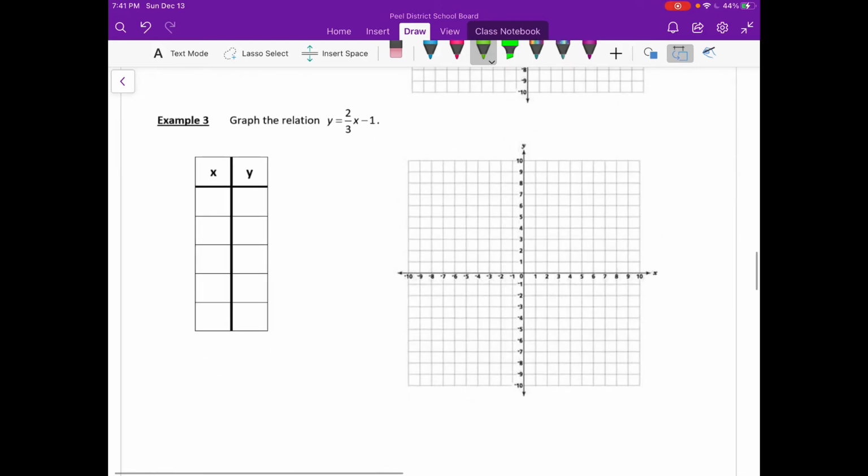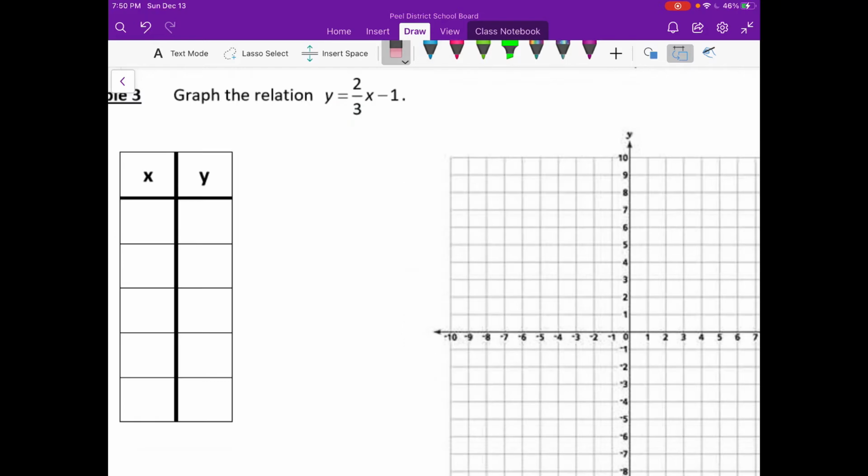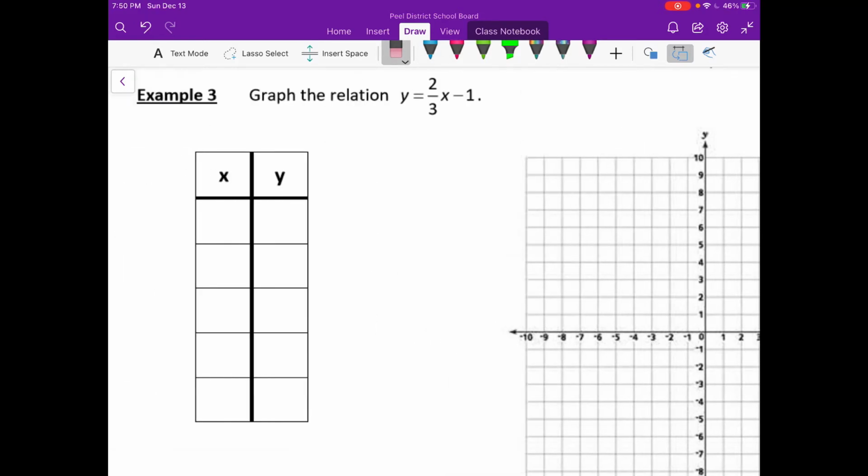So it says graph the relation y is equal to 2 over 3x minus 1. I'm not given a domain here, so I'm going to assume that. So for these ones, I usually just pick, because it's 2 over 3, like normally I would just pick 1, 2, 3, 4, 5, 6, or like negative 1, negative 2, negative 3. But because it's 2 over 3, I honestly dislike working with fractions so much. So I'm going to change this into a way that I don't have those fractions. So I'm going to go with negative 6, negative 3, 0, and positive 3, positive 6. Right, just to get rid of those fractions.